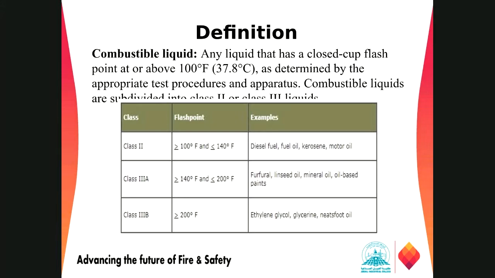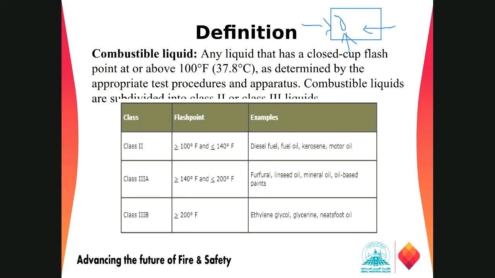So this liquid has a closed cup flash point above 37.8 degrees Celsius as determined by appropriate test procedures and apparatus. Closed cup flash point means they just test in the lab: they put the liquid inside and increase the temperature. The temperature at which it flashes, which is called the flash point I discussed in the beginning, is where for a certain second there is a fire, which is 37.8 degrees Celsius or higher, right?